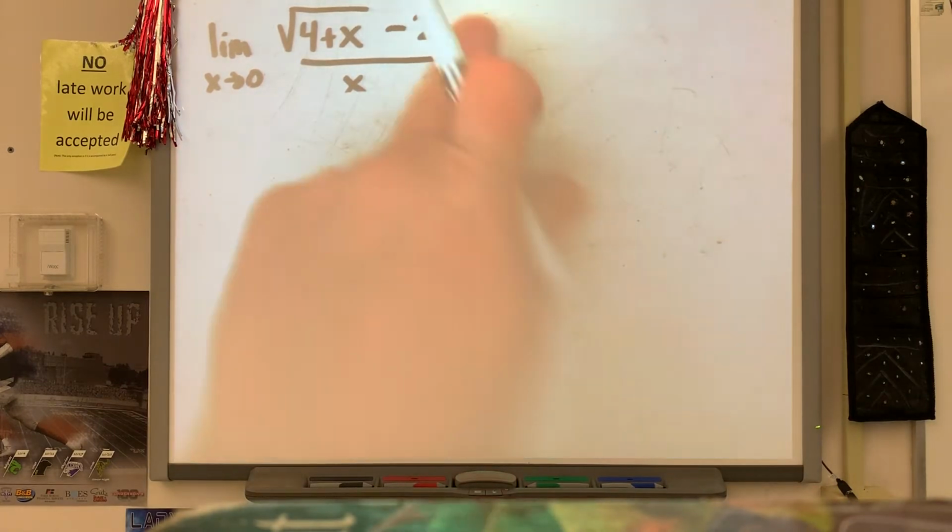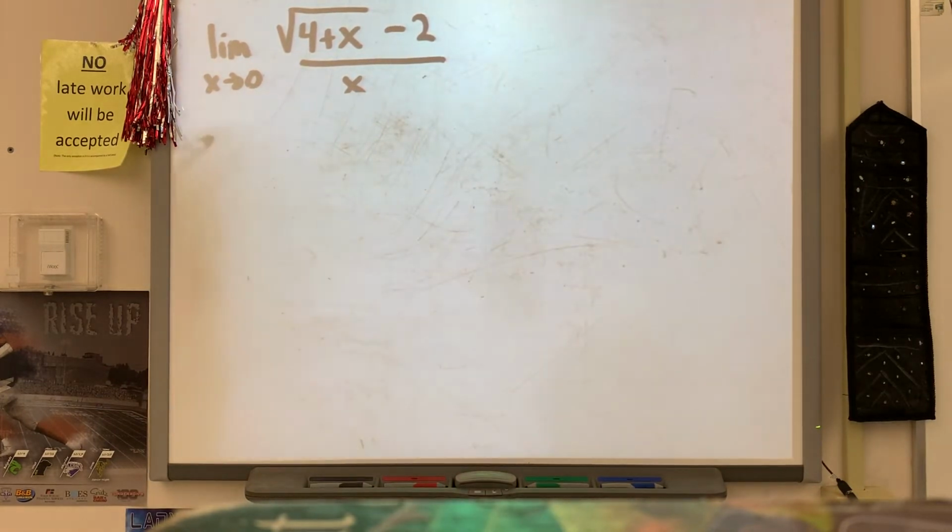All right. So again, I want you to realize in every single one of these problems why I can't just evaluate this limit by substitution. If I plugged in 0, I have the square root of 4 minus 2, which is 2 minus 2, or 0 in the numerator. 0 obviously in the denominator, so that's a 0 over 0 indeterminate form.